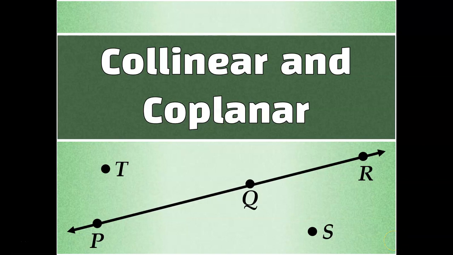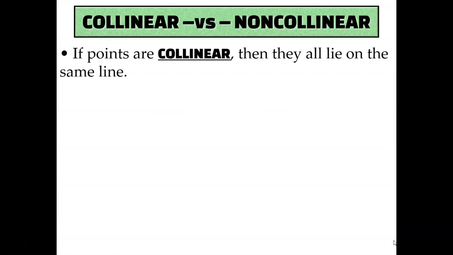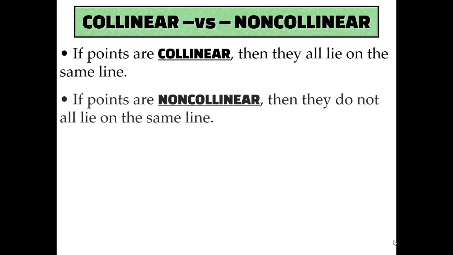Let's talk about what makes points collinear and coplanar. If points are collinear, then they all lie on the same line. The opposite of collinear is noncollinear. If points are noncollinear, then they do not all lie on the same line.